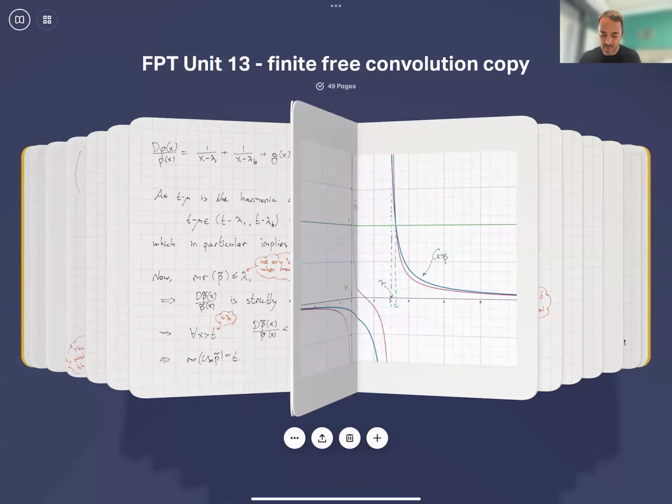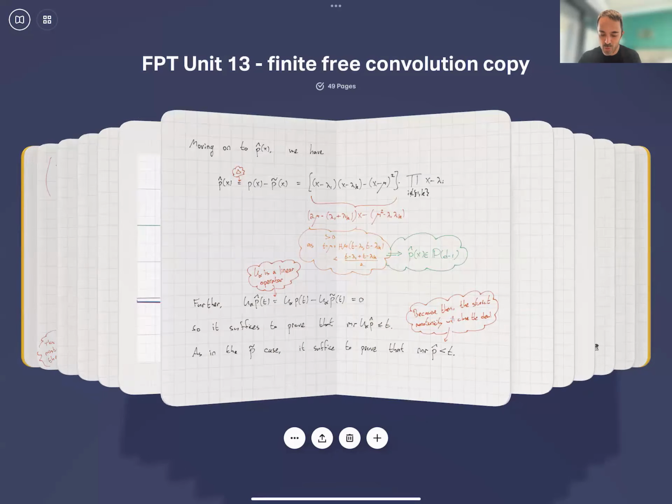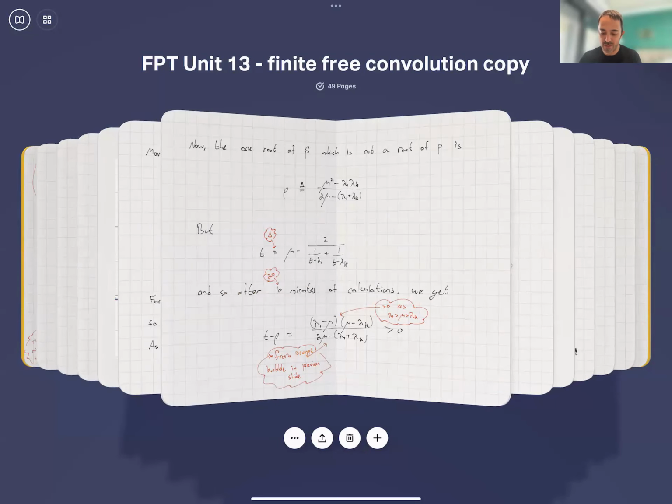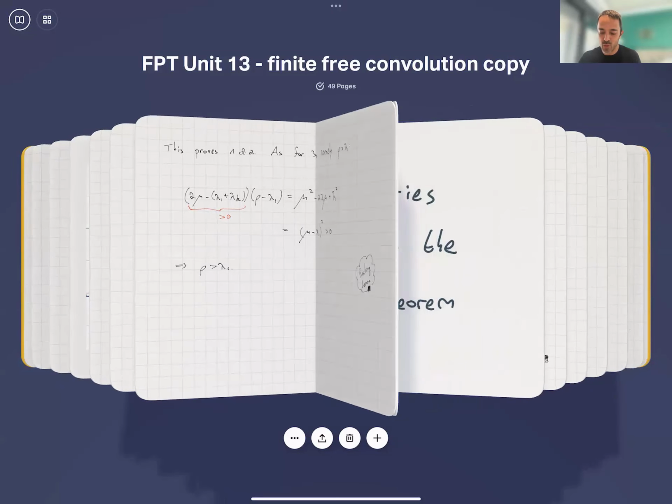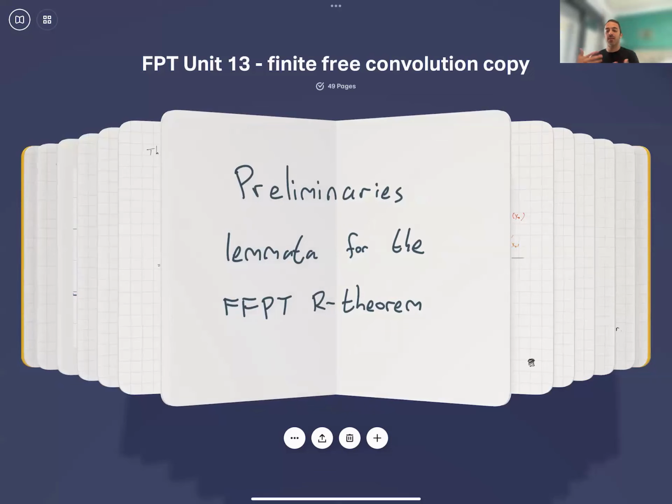And after we do that, we're going to go back to continue the proof, proving some other preliminary lemmas for the R theorem for finite free probability.